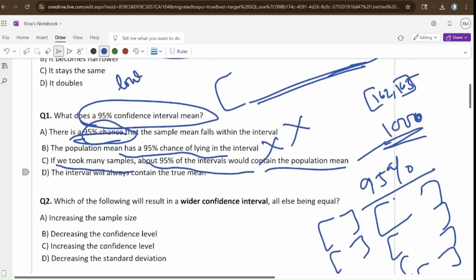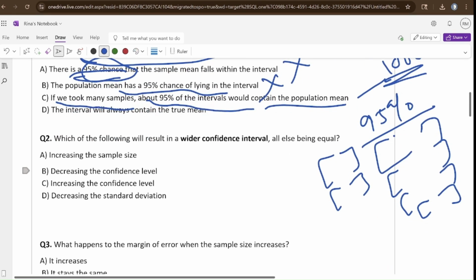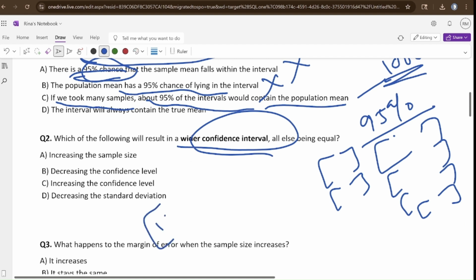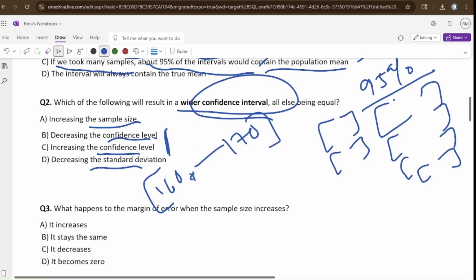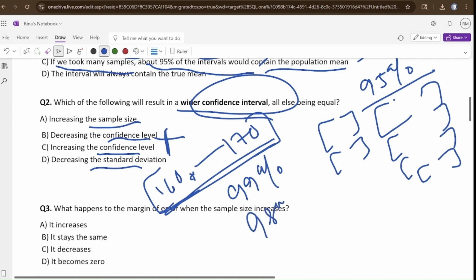Next question. Which of the following will result in a wider confidence interval? Wider, let's say 160 to 170. Now what do you think? Increasing the sample size, decreasing the confidence level, increasing the confidence level, decreasing the standard deviation. We are talking about confidence level, so let's stick to this. Decreasing or increasing? If you increase the range, then you can be more confident, like 99% confident, 98% confident, because it is such a big range that automatically it will hold the true mean. So your confidence level will be increased.